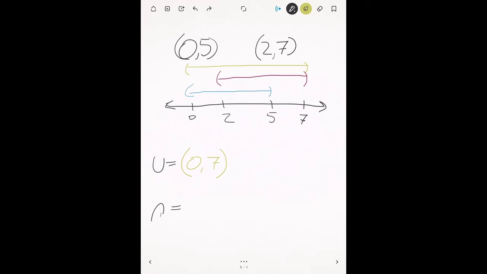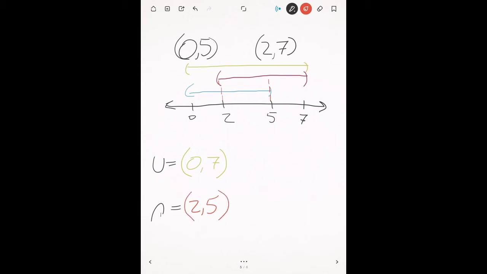Now let's take a look at the intersection. The intersection, I'll do this in red. We said that's where the two graphs overlap each other. So everything from 2 to 5. Now, do we include 2 and 5? We're not going to include 2 and 5.